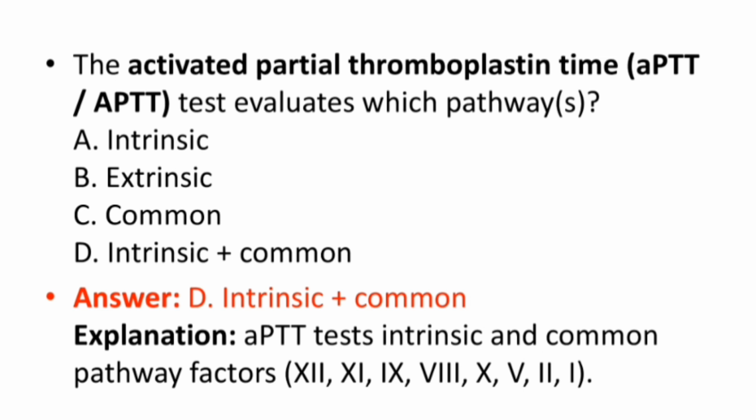The activated partial thromboplastin time test evaluates which pathways? Option A intrinsic, option B extrinsic, option C common, option D intrinsic plus common. The correct answer is option D, intrinsic plus common. Activated partial thromboplastin time tests the intrinsic and common pathways, factors 12, 11, 9, 8, 10, 5, 2 and 1.